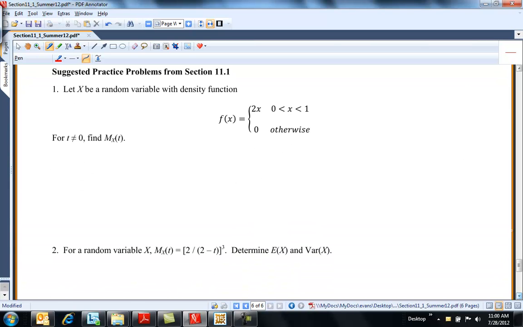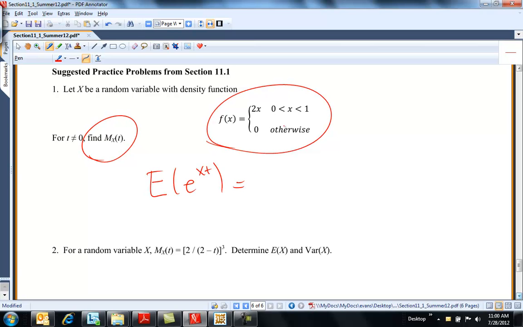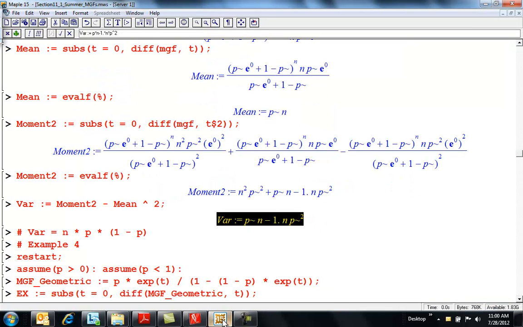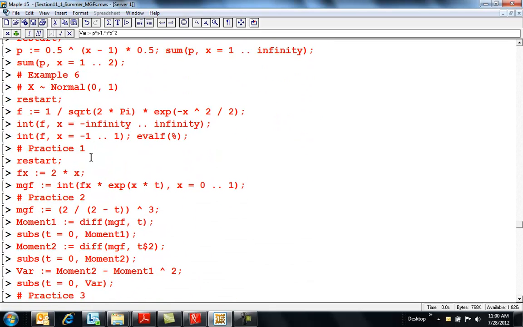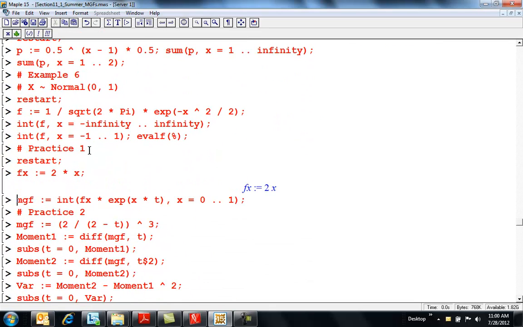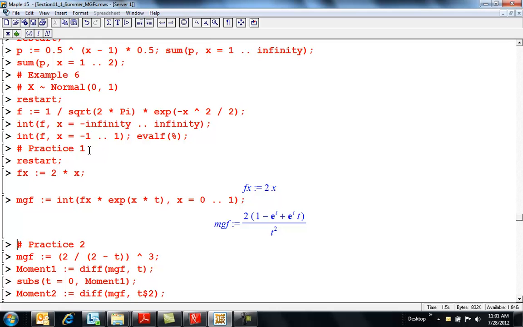I'll do these really fast in Maple. So here's my f of x, and I want to find its moment generating function. So this is just expected value of e to the xt, which is, this is continuous, so I'm going to integrate 2x e to the xt dx between 0 and 1, and that's what's going to be its moment generating function. So let's go down here to, I skipped these. Here is practice problem 1. There's f of x, and there's its moment generating function, and that's that.